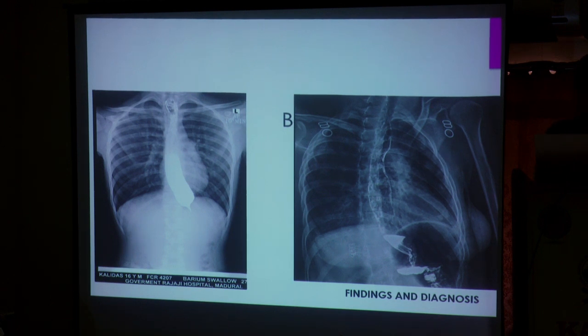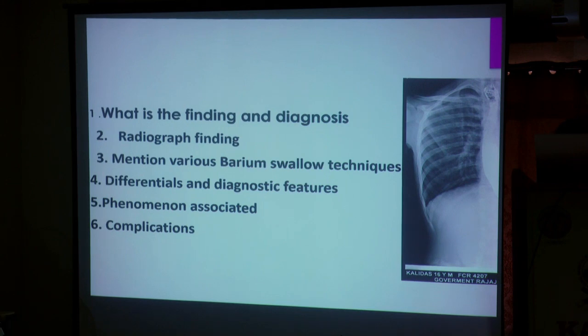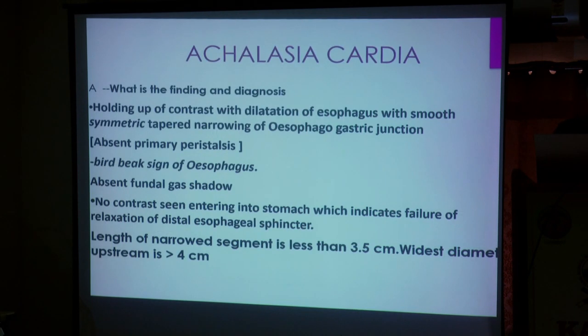But the first one we know is the bird beak appearance, a smooth, symmetrical tapering of a short segment. That is diagnostic for primary achalasia. The tapered segment is so smooth and usually measures less than 3.5 centimeters. It is such a short segment, and the dilatation is usually more than 4 centimeters.